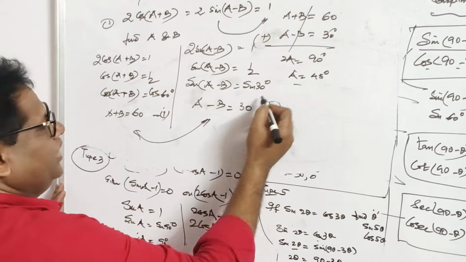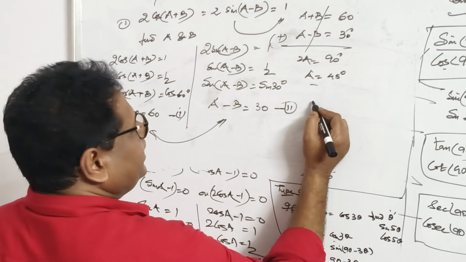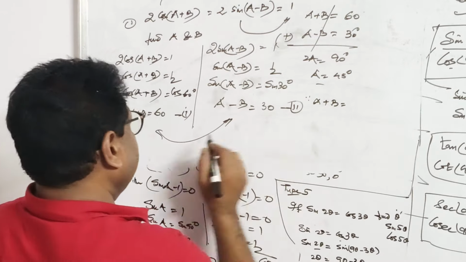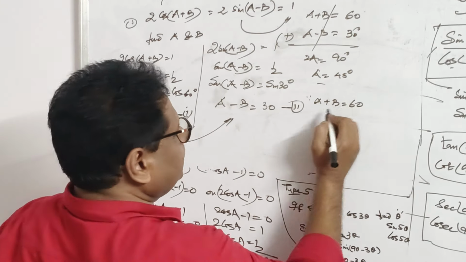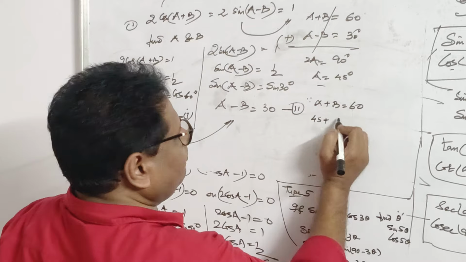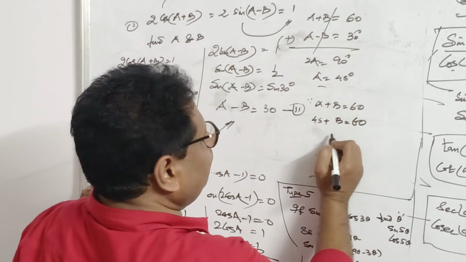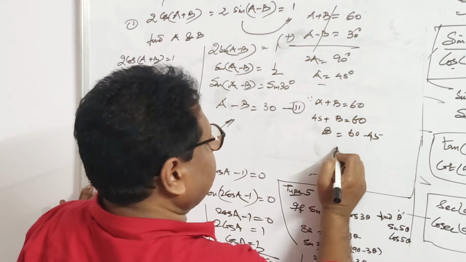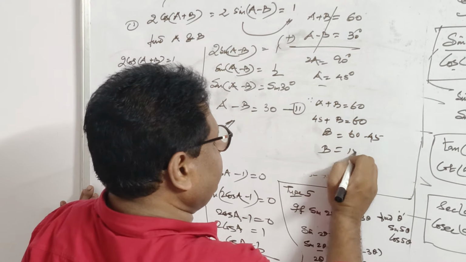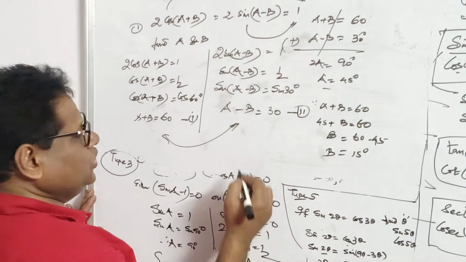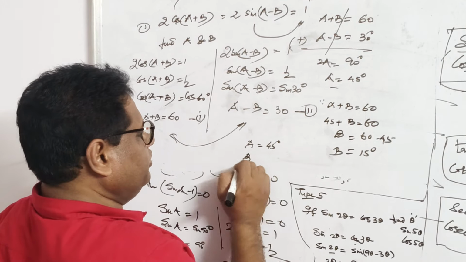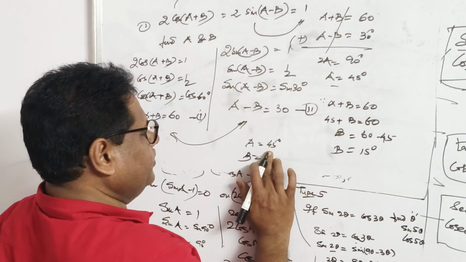Now putting the value of A in this or this equation, you can get the second part. Since A plus B is 60 degree, now put the value of A, 45. So the value of B comes 60 minus 45. So B is 15 degree. So the value of A is 45 degree, the value of B is 15 degree, okay?